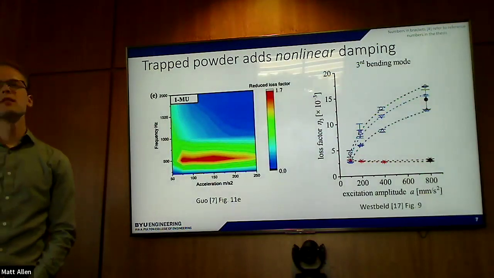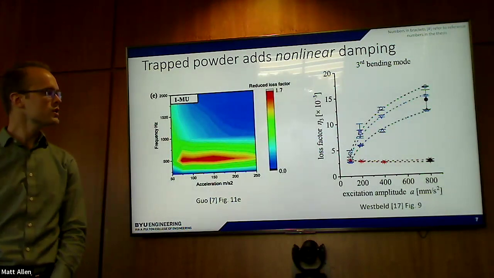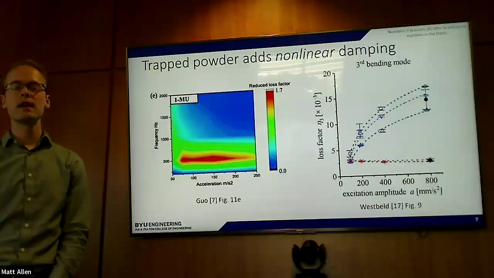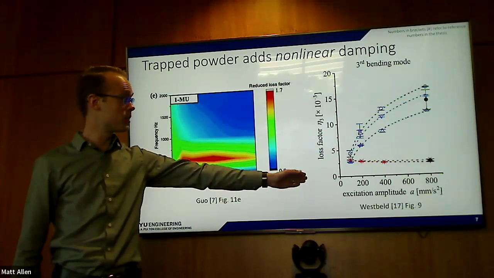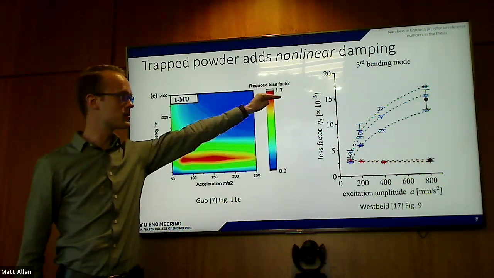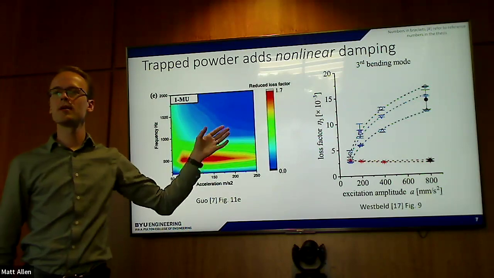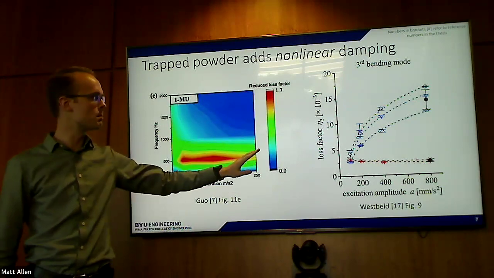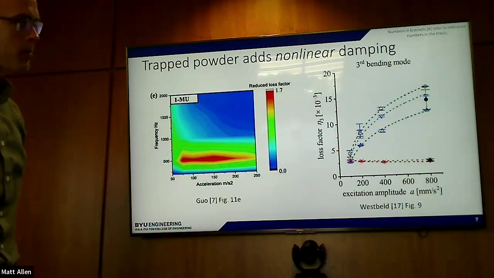And since then, a number of groups have looked into this more, and they found a number of interesting things. First, the response is actually highly nonlinear, which means that the amount of damping you get depends on the amplitude of the vibrations. So if they excited the system at a low amplitude, they got a certain loss factor, and they got 3 times that at high amplitudes. And loss factor you can think of as synonymous with the damping ratio. It's 2 times the damping ratio, and they're used almost interchangeably in the literature.